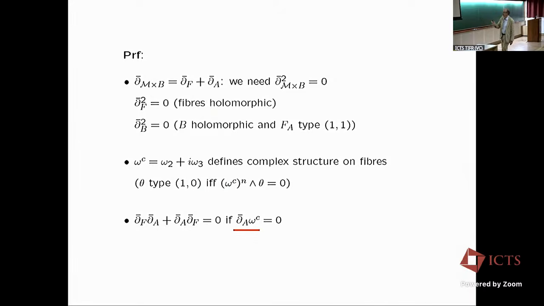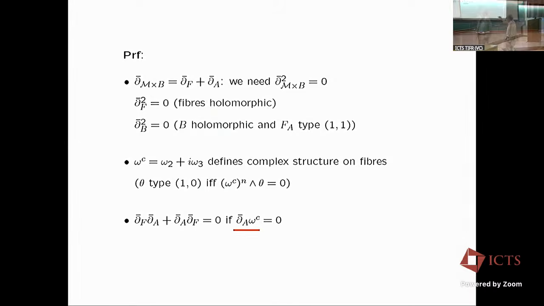The main point is: how does the complex structure in the Higgs bundle moduli space vary as we vary the complex structure of C? The way in which I found it useful to do that is to use this complex symplectic form. It defines a complex structure in the fibers because a one form is of type 1,0 if it's annihilated by the top power of omega C. So we can prove that this property will hold so long as we can prove that d bar A of omega C is equal to 0.